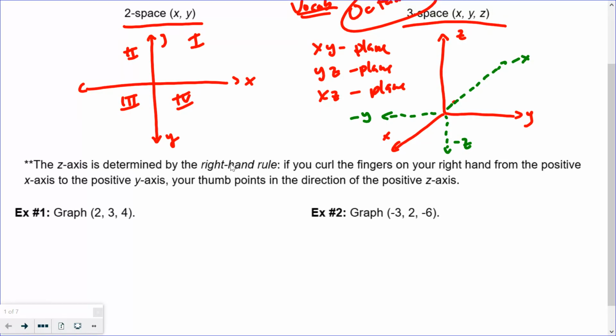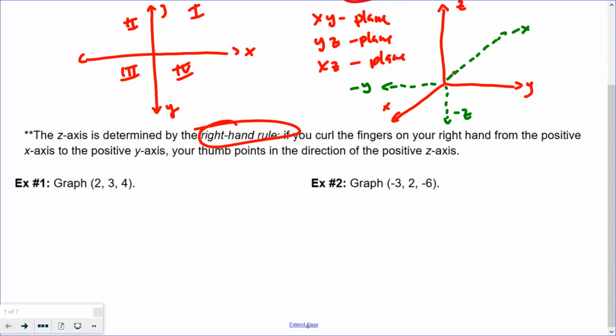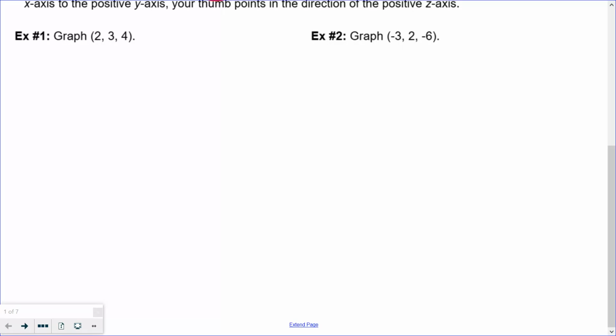Now the next question is, can we graph these? That right-hand rule, we're going to mention often in class, and it ends up being very important as we move on. Here we go. Example 1, can you graph? Well, believe it or not, we can, and be very cautious and careful when you're graphing these.